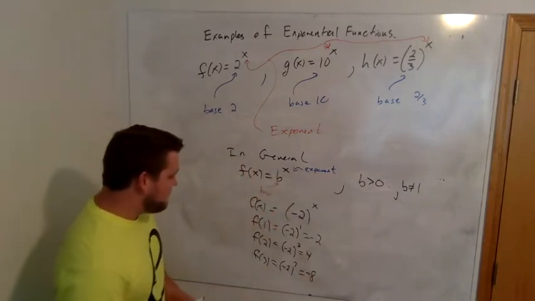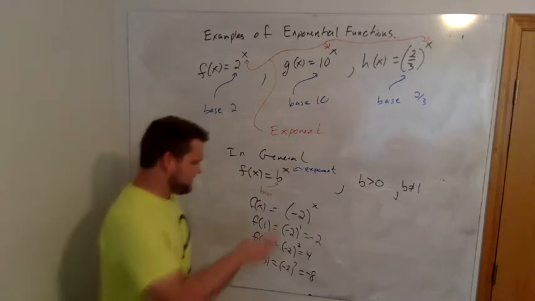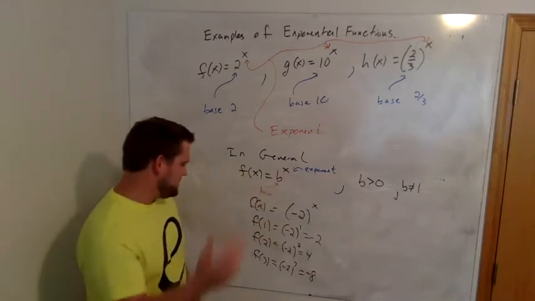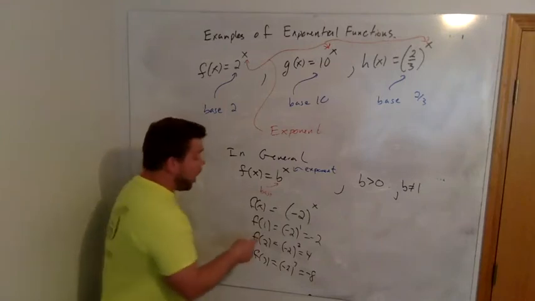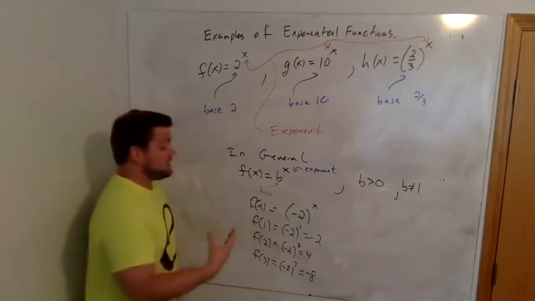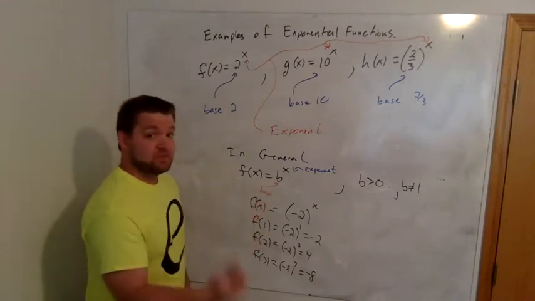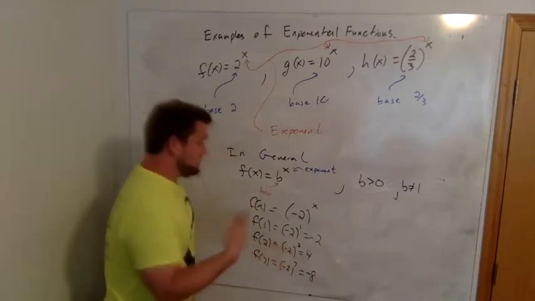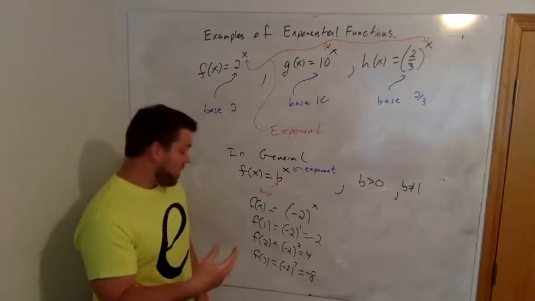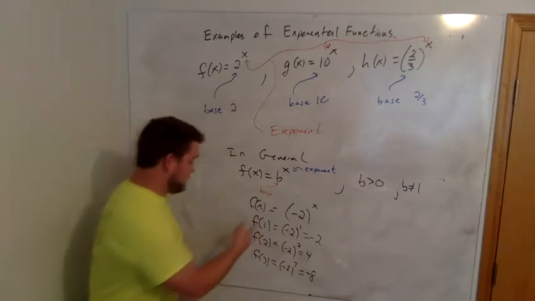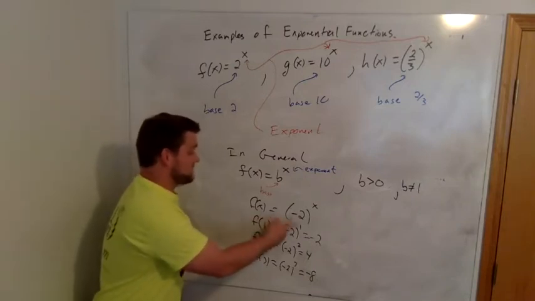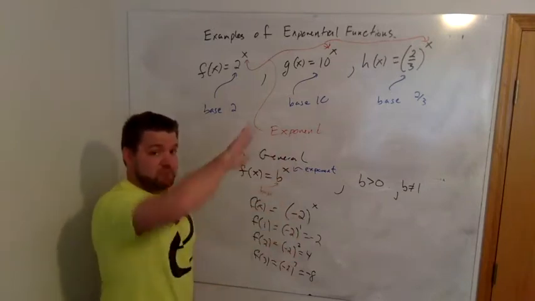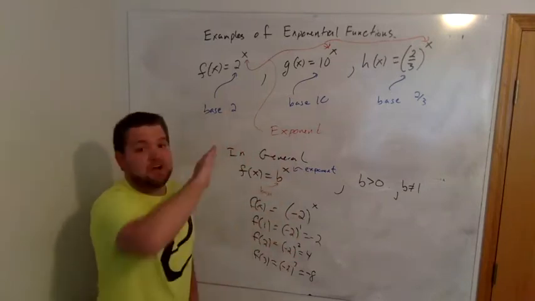So notice what's happening here: the function is jumping between being positive and negative. A negative number to an odd power spits out something negative. A negative number raised to an even power is going to spit out something positive. So when I'm inputting things into a function that has a negative base, it's going to be positive, negative, positive, negative, positive, negative. It's going to be jumping all over the place.